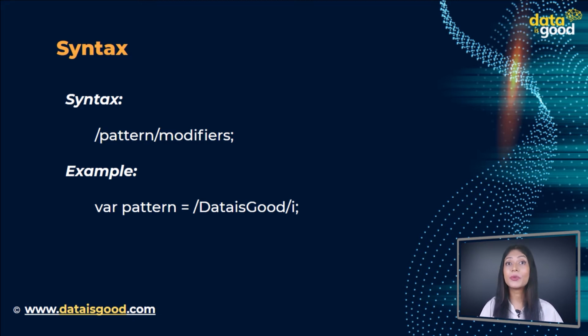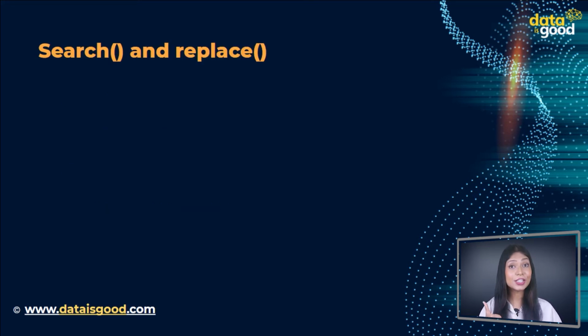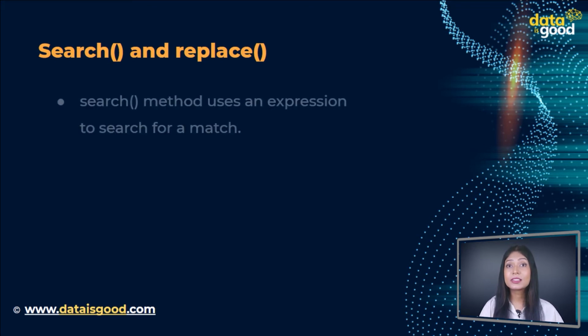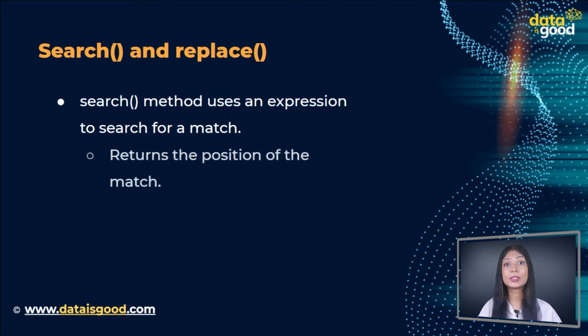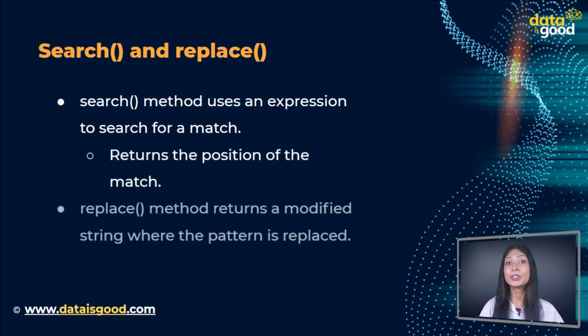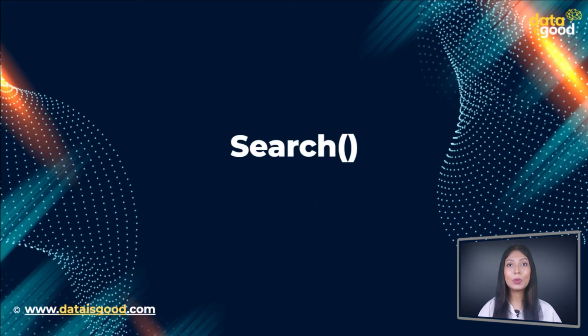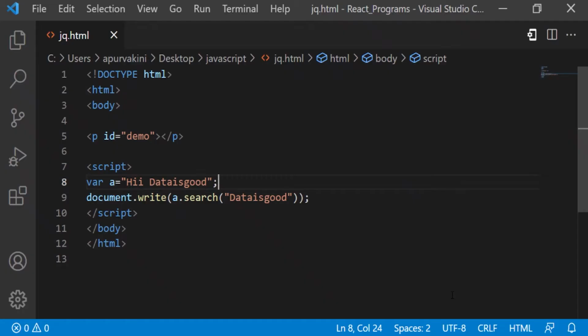Using string methods. In JavaScript, regular expressions are often used with the two string methods, search and replace. The search method uses an expression to search for a match and returns the position of the match. The replace method returns a modified string where the pattern is replaced. Let us see the example with the search method.